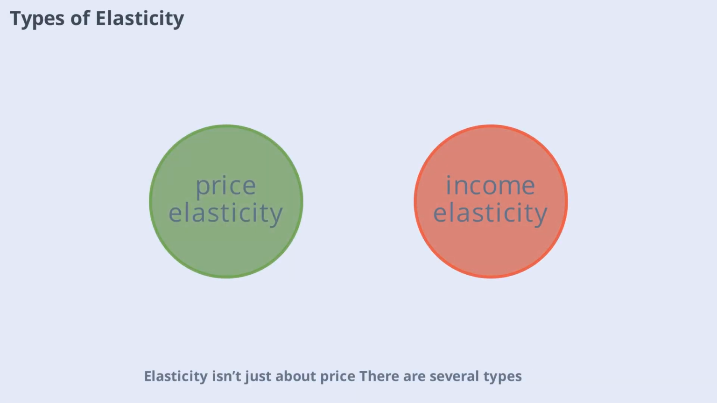Elasticity isn't just about price. There are several types, including price elasticity of demand, price elasticity of supply, income elasticity, and cross-price elasticity. Each type tells us something different about how buyers or sellers respond to changes in the market. For instance, income elasticity looks at how demand changes when people's incomes rise or fall, while cross-price elasticity examines how the demand for one product changes when the price of another product shifts. Understanding these types helps us see the bigger economic picture.